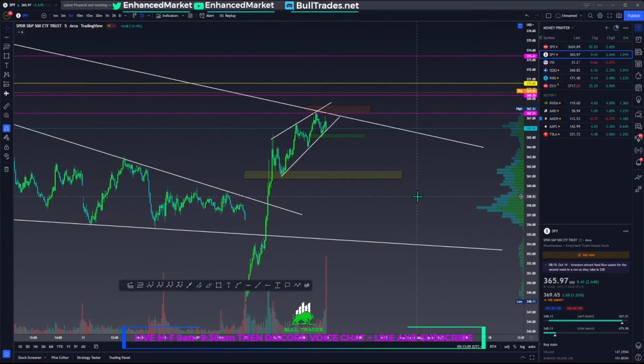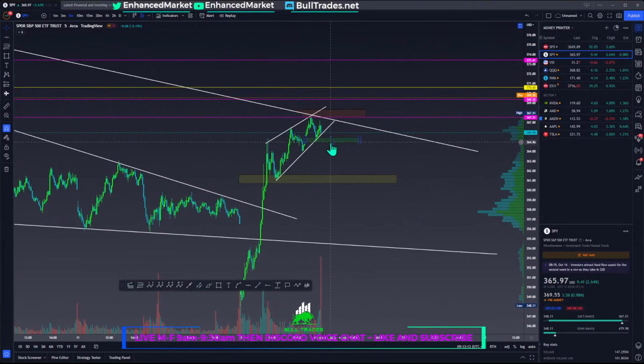The closer you go to in the money, the safer it will be. So if I take an entry here at 365 and I take a 365 put, and it goes down, obviously it's going to still go green, but it's not going to go as green as a 362 or a 360 put.